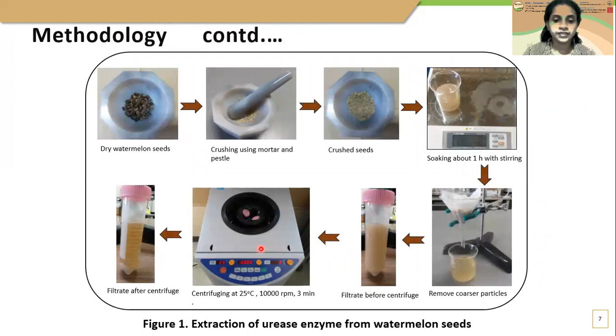This is the extraction procedure of the urease enzyme from the watermelon seed. First, we crush the seeds and soak them for about 1 hour. After that, we collected the filtrate. Then this is the collected filtrate. It consisted of fine particles. To remove the fine particles, we used the centrifuge. And this is the sample after centrifuging.